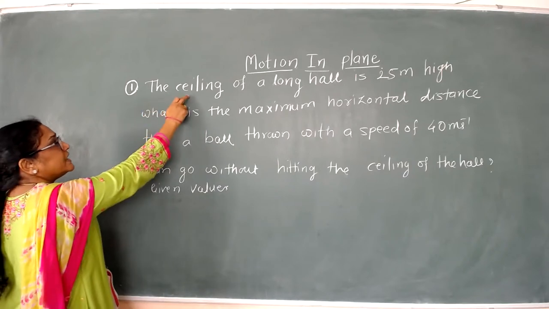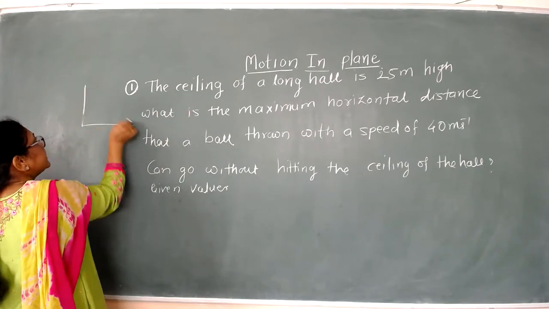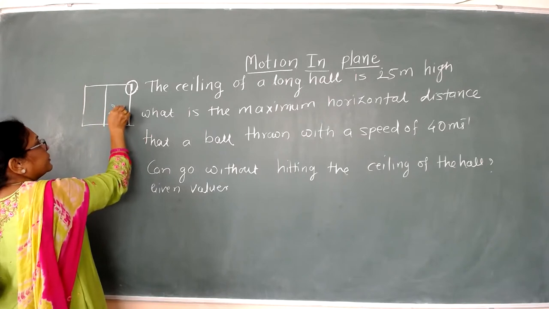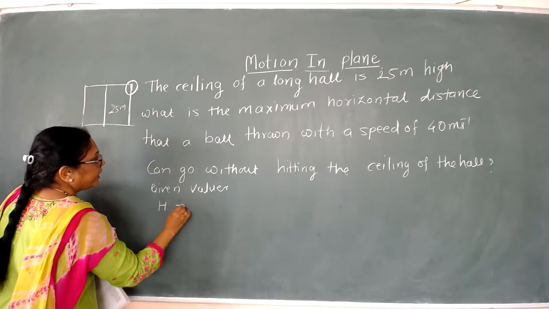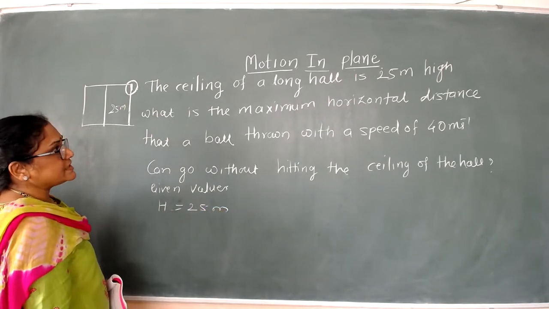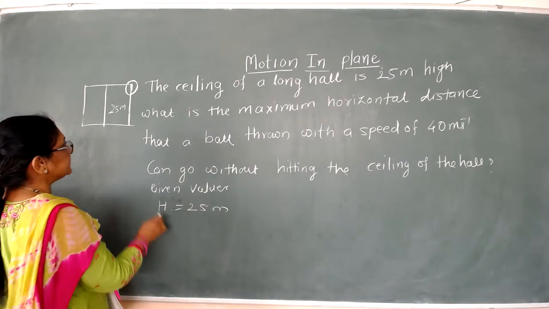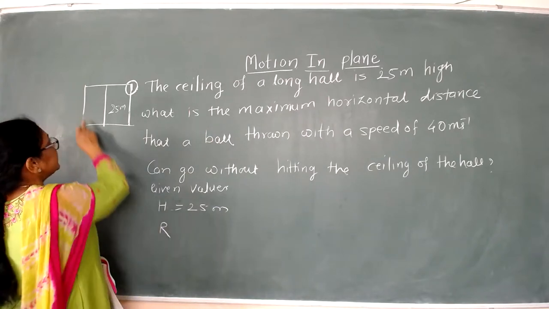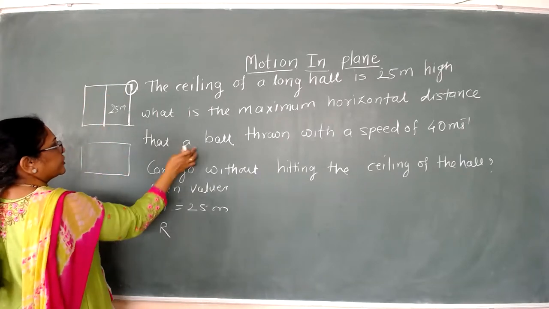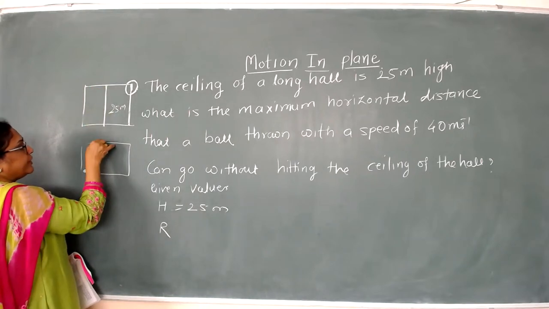So, see here, the ceiling of a long hall. There is a hall, and the height of the hall is given as 25 meter. So, height is equal to 25 meter. What is the maximum horizontal distance? Maximum horizontal distance is known as the range. It means in this hall, we throw the object in the upward direction. We throw the ball, and the height of the hall is given as 25 meter.